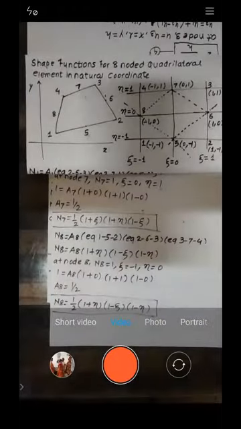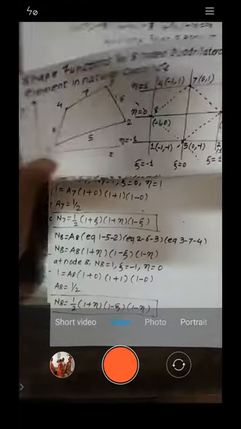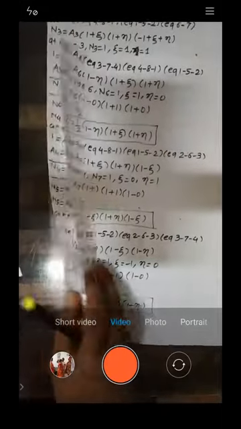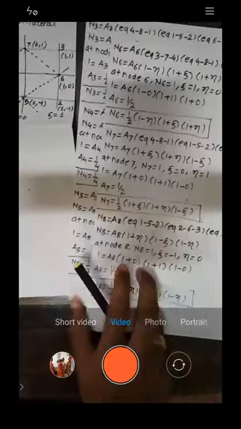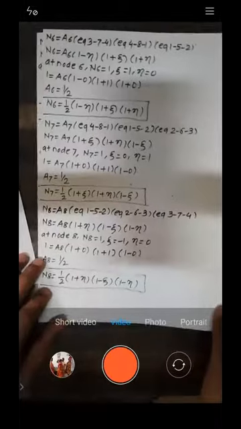So this is how we have calculated shape functions for all 8 nodes. Is it okay? Is it okay to each of you? Let me know. Yes, sir. Okay.